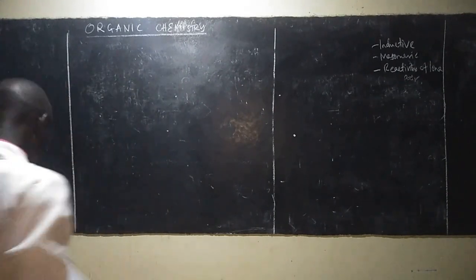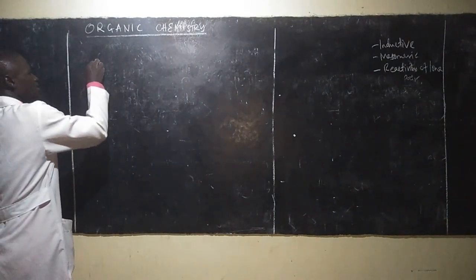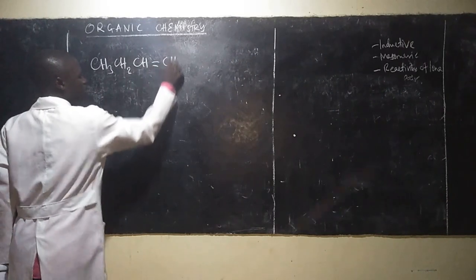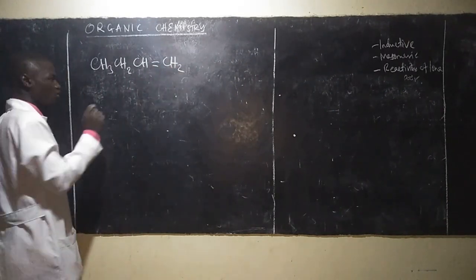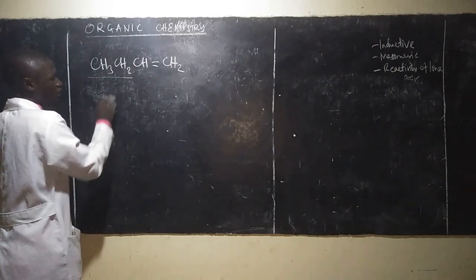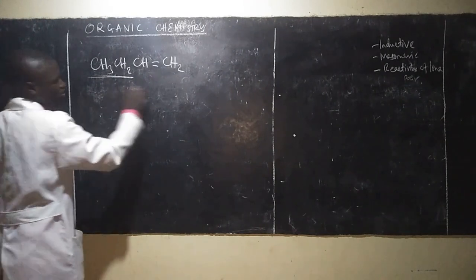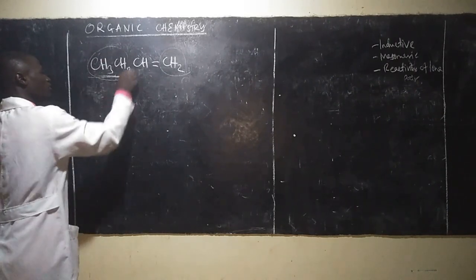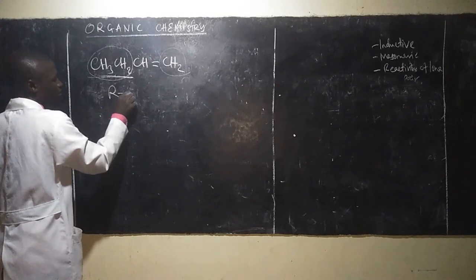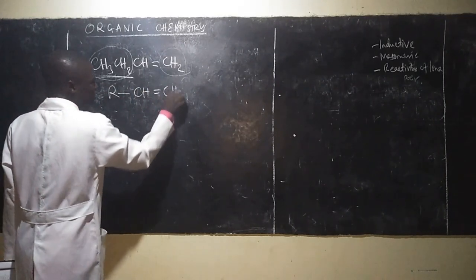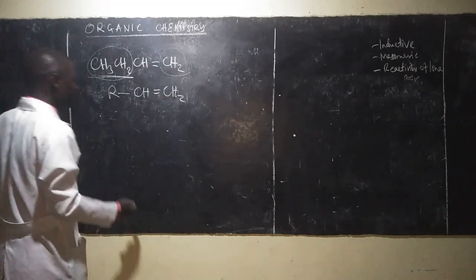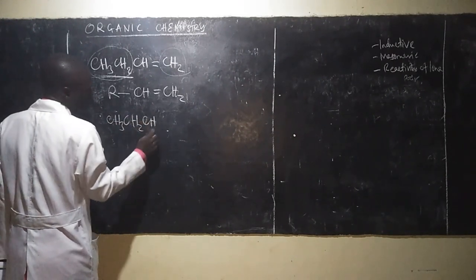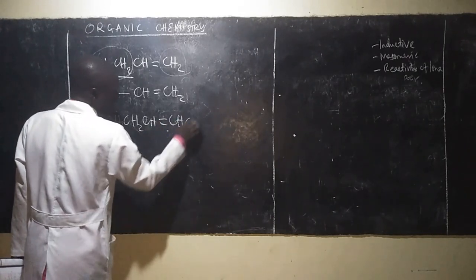How come? For example, if you have CH3, CH2, then CH, double CH2. Look, on this side we have three carbons, then on this side we have only one carbon. Now, as we know, on this side, because of this group, which is an alkyl group, we can just write R, then CH, double CH2. But on this side, we don't have any R. Or sometimes we can have CH3, CH2, then CH, double CH, then CH2.